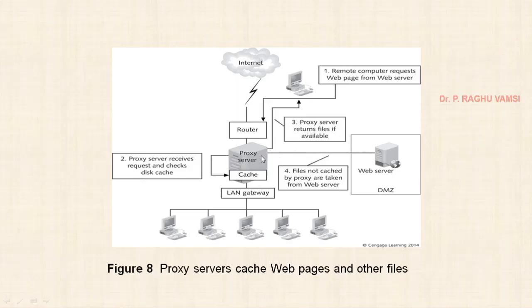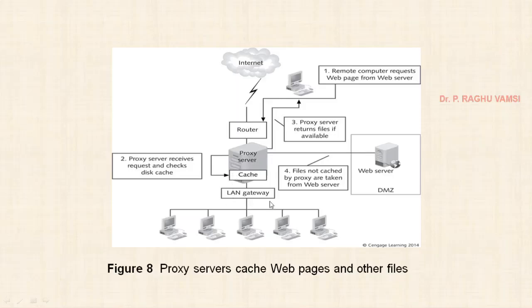If it is not available, then it will go to the web server, which is available in the DMZ. So file not found in the cache, so it is taken from the web server. Then the proxy server will recreate the response which is received from the web server and will send it to the requester. And if the request is to access the local area network, then the LAN gateway will be connected.